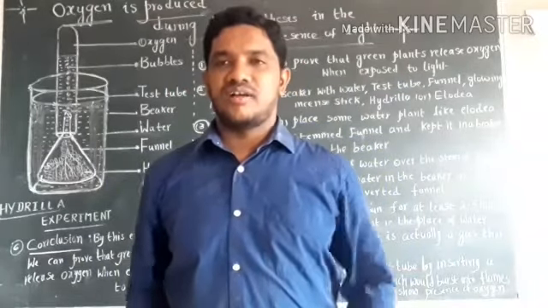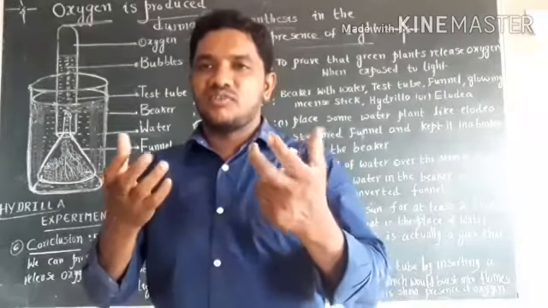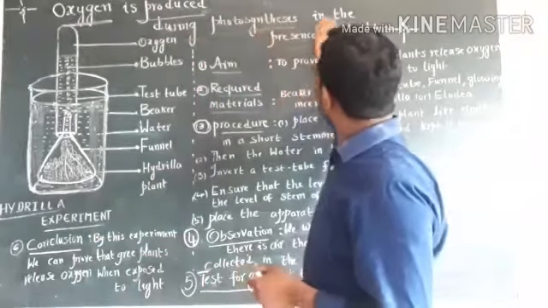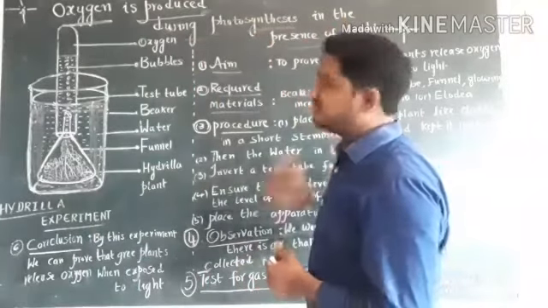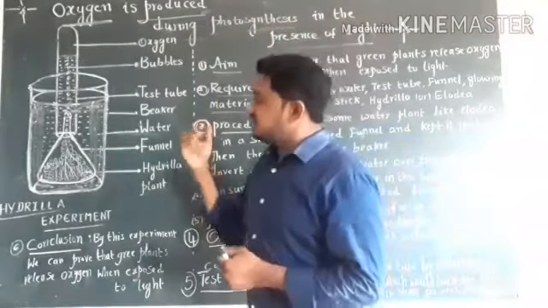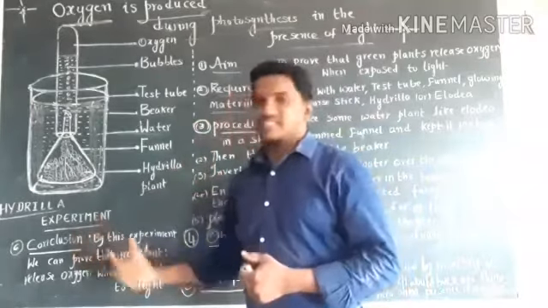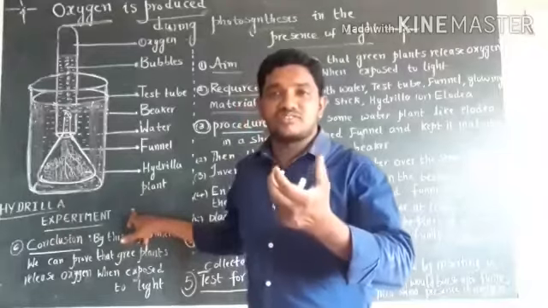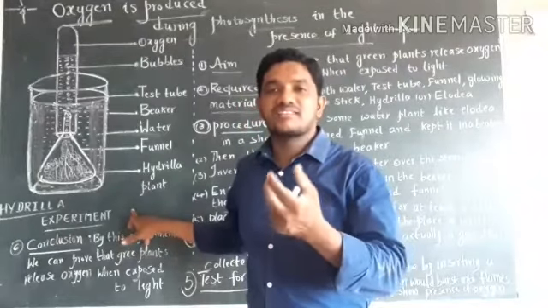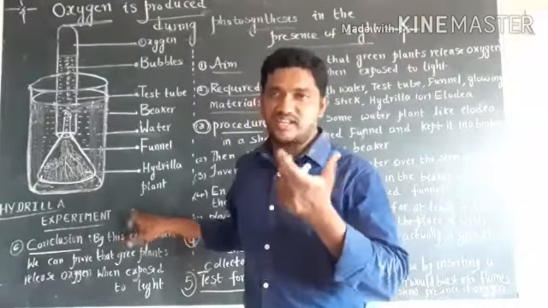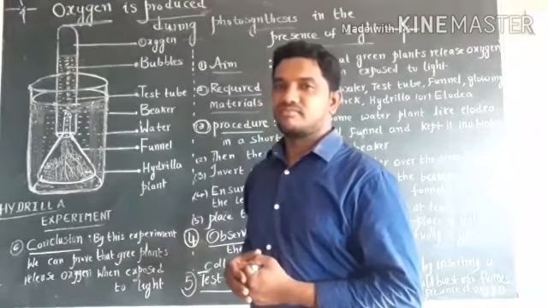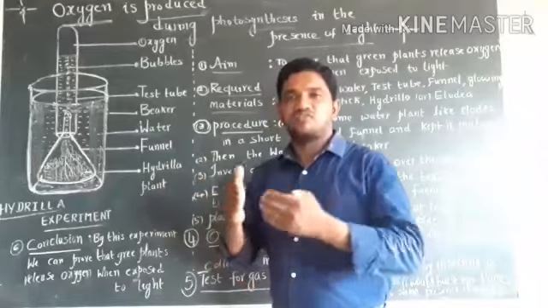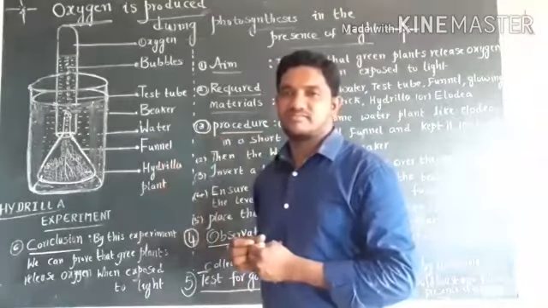Now I am going to discuss with you how oxygen is produced during photosynthesis in the presence of light. This is called the hydrilla experiment, because in this experiment we used water plants like hydrilla or elodea. We have to learn some steps of any activity or experiment.